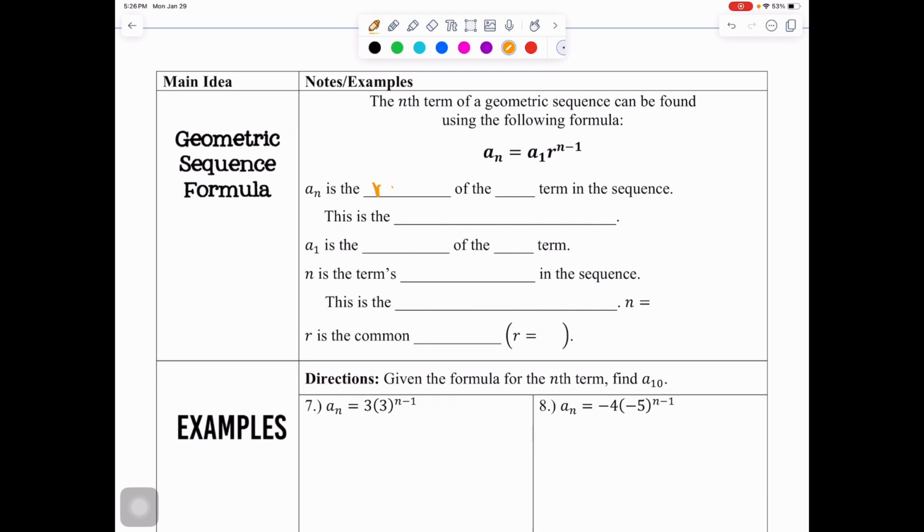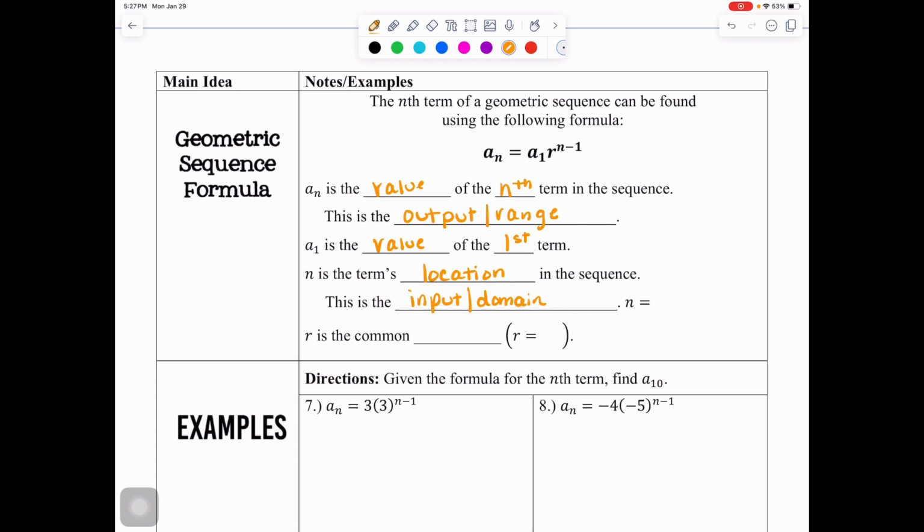A sub n is the value of the nth term in the sequence. This would be considered the output, or in other words, a part of the range. A sub 1, just like it was before in arithmetic, is the value of the first term. When you see the letter n, n is the term's location in the sequence. So this would be the input or a part of the domain.